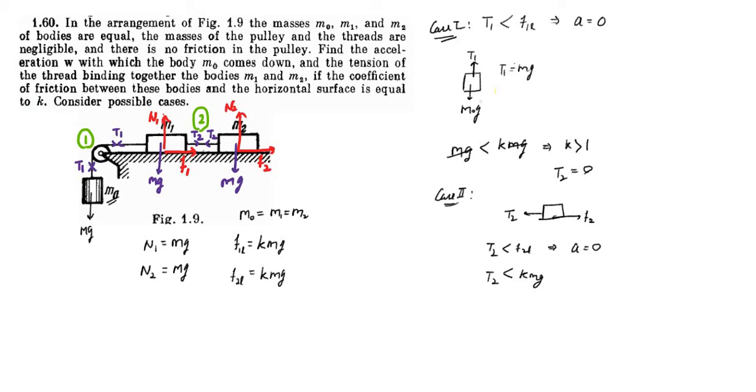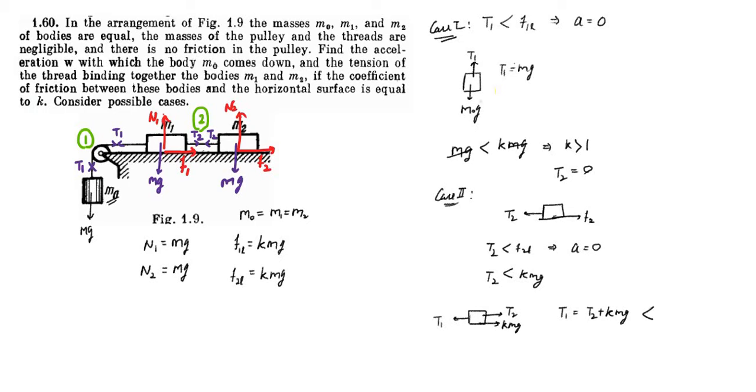Now draw the free body diagram of M1. If we draw the free body diagram of M1, here we will have kmg, here we will have T2, and here we will have T1. So this is the free body diagram of M1. Now here acceleration also equals 0. That means T1 equals T2 plus kmg. And here T2 is always less than kmg. That means T1 is always less than T2 plus kmg.